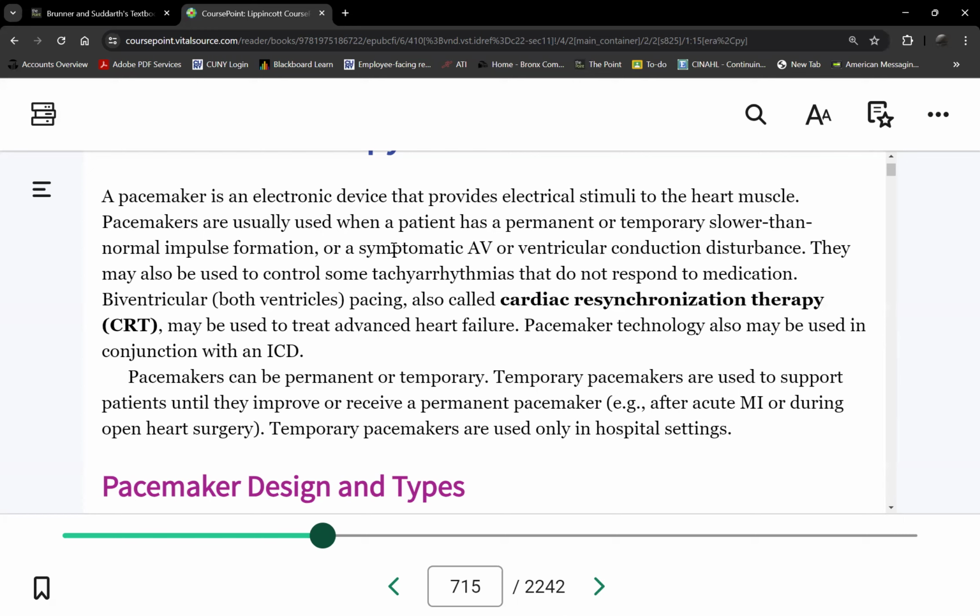So we call that transcutaneous, no? Over the skin, transcutaneous. There's also one we call transvenous temporary pacemaker. The difference between the two: the equipment is the same. However, the wires are now inside the patient's heart. So who would require a transvenous as opposed to a transcutaneous? A transvenous would be someone who requires a permanent pacemaker. However, we can't put it in yet.